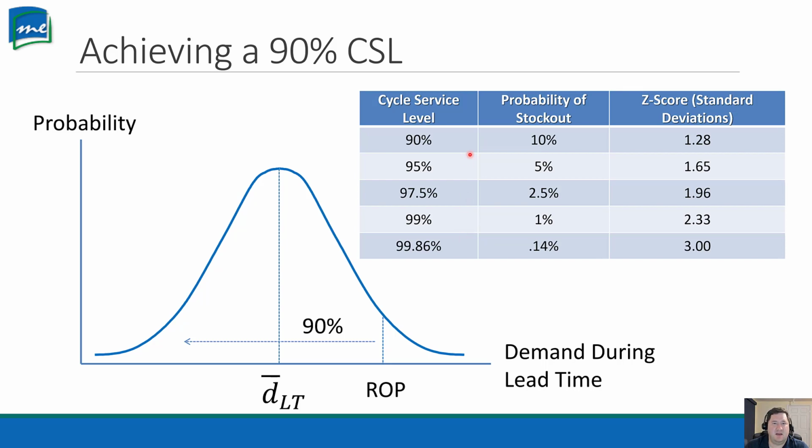So you have to find the happy medium. What is acceptable to your company when it comes to stockouts? Is it acceptable to have a 10%, or is it just plain not acceptable? And maybe you go for the 99.86 service level. So we have to figure out what your company wants.